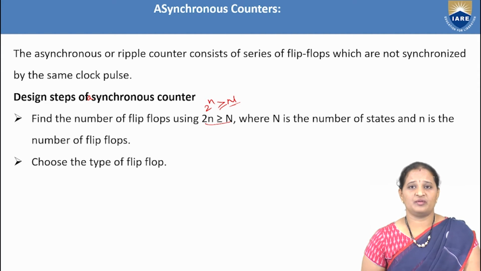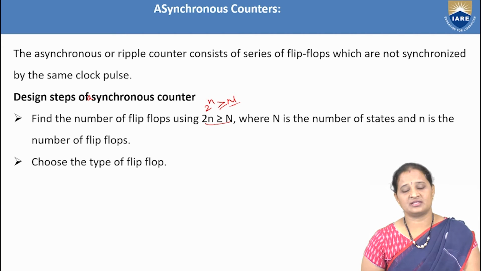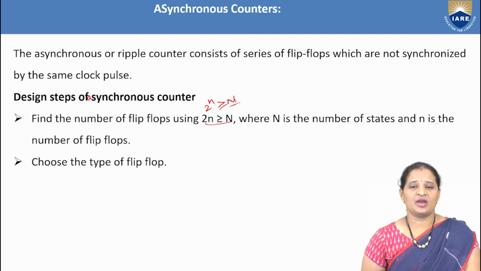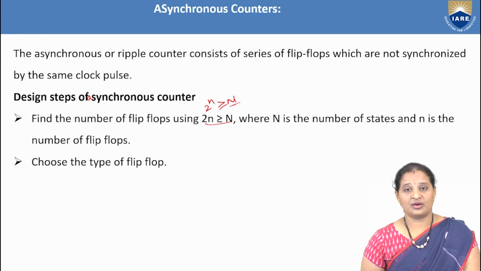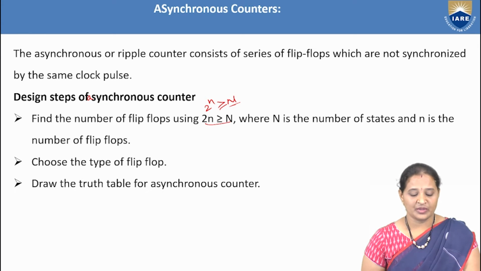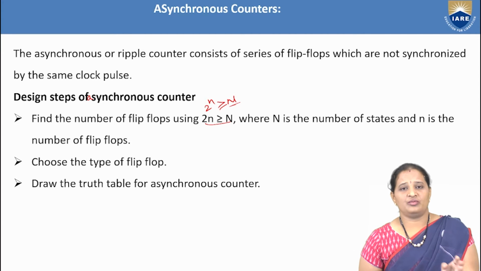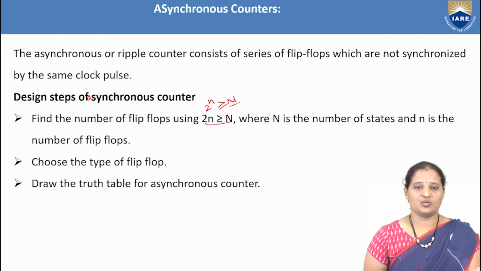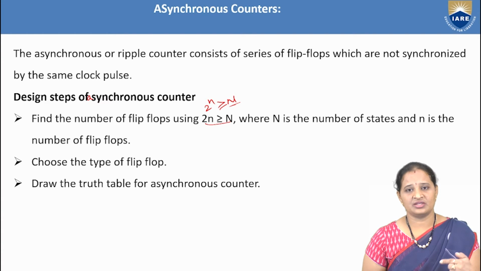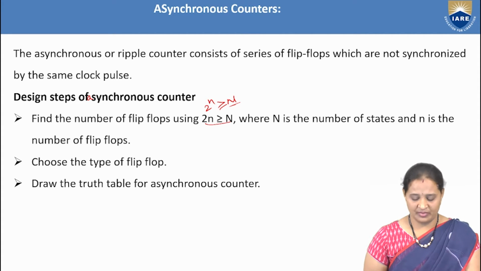Next, once the number of flip-flops is chosen, we need to select a type of flip-flop. As we have various types of flip-flops like SR, JK, T and D flip-flop, we have to choose the flip-flop of our interest. Once the flip-flop has been chosen, draw the truth table for the asynchronous counter. So how to draw the truth table? As we are going to design a counter such that for every clock pulse the counter changes its state, based on that we have to draw the truth table.